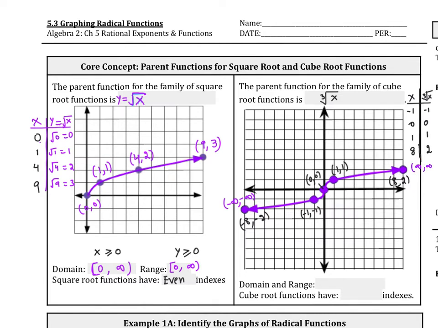So for the domain, it's going to go from -infinity to positive infinity. The domain is -infinity to positive infinity, and the range is also -infinity to positive infinity. It means domain and range both are -infinity to positive infinity, and the cube root function is going to have an odd index like 3, 5, 7, and so on.